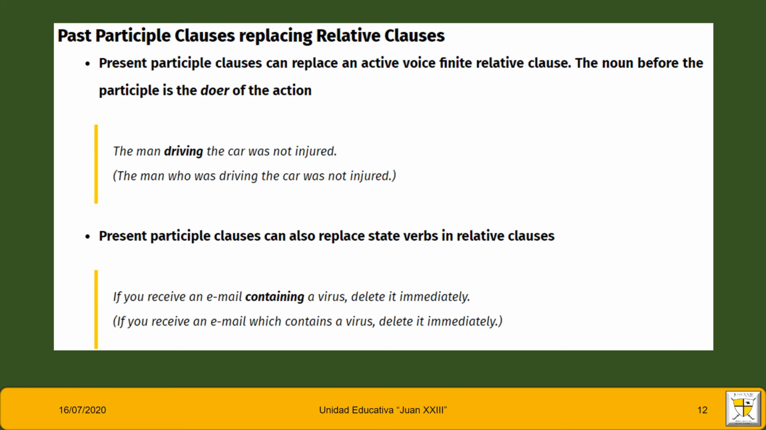Past participle clauses replacing relative clauses. Present participle clauses can replace an active voice finite relative clauses. The noun before the participle is the doer of the action. The man driving the car was not injured. The man who was driving the car was not injured.